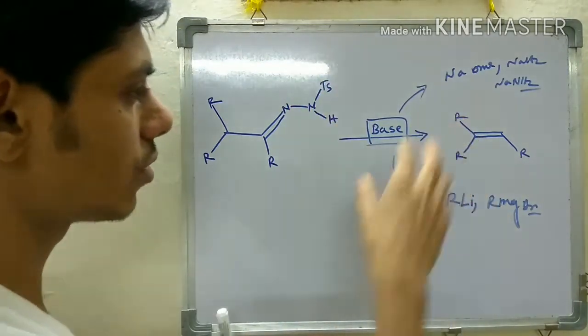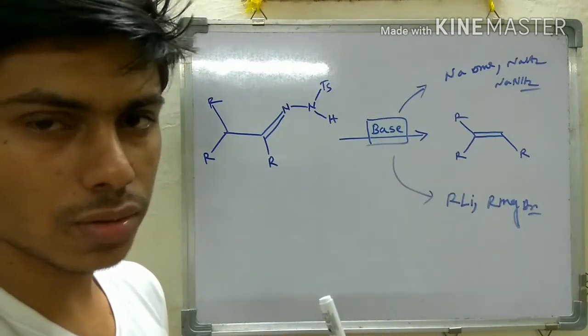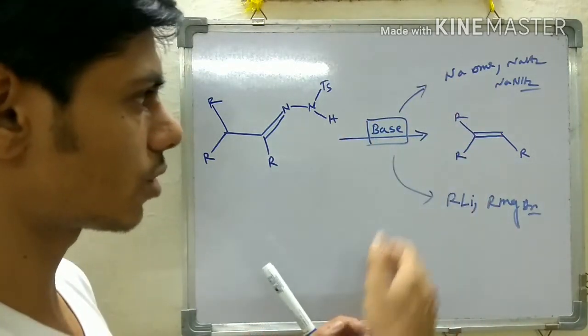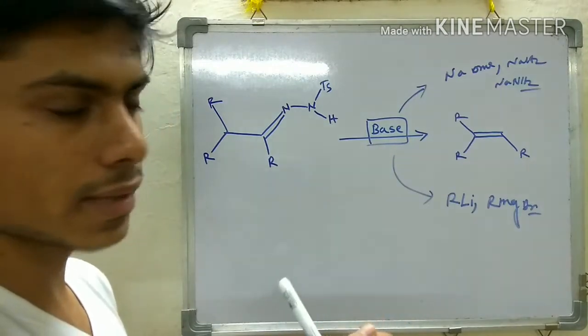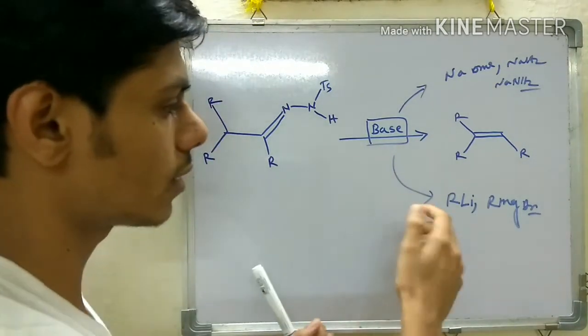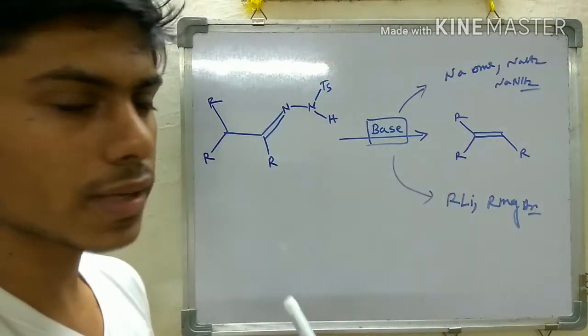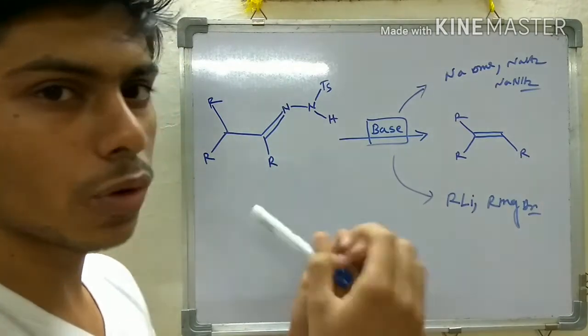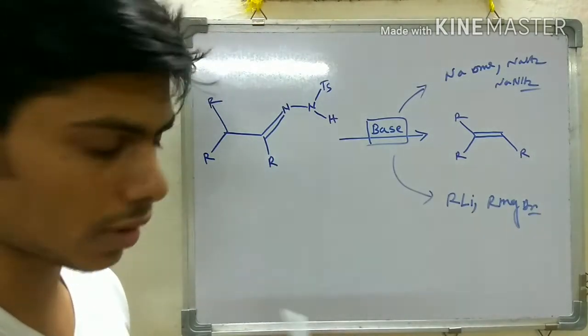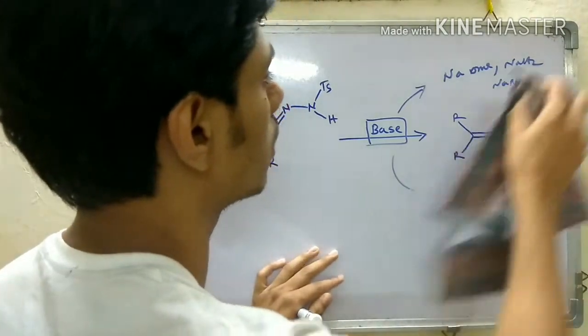Because the basic conditions are different, the type of base is different, the outcomes of the two reactions are also different. In the Bamford-Stevens reaction, you use a weak base, and that's why you get the more substituted, thermodynamically more stable product, whereas in the Shapiro reaction, as you use a strong base, you get the kinetically more favorable, less substituted product. When I discuss the examples, it will be more clear.